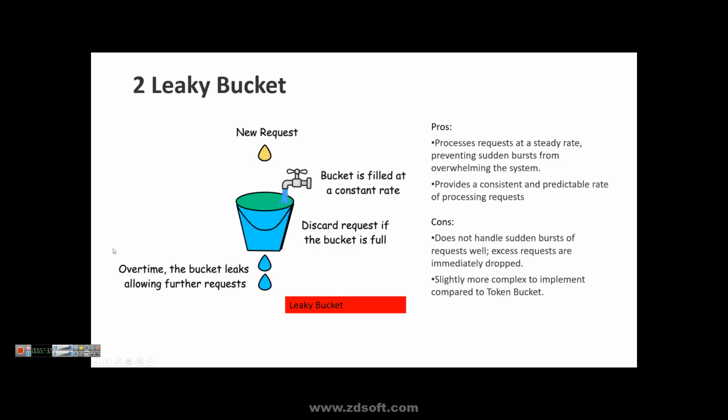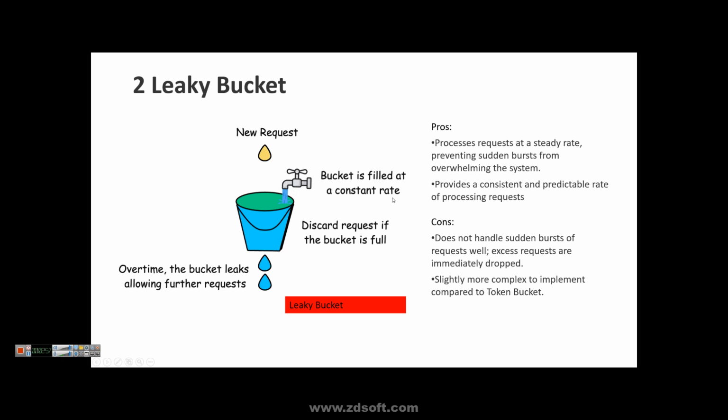Second one is leaky bucket. How this leaky bucket works: it is somewhat similar to the token bucket, but it focuses on smoothing bursty traffic. Consider a bucket with a small hole in the bottom. Requests enter the bucket from the top, and the bucket processes requests at a constant rate through the hole. If the bucket is full, then the new requests are discarded. In this way the leaky bucket algorithm works.